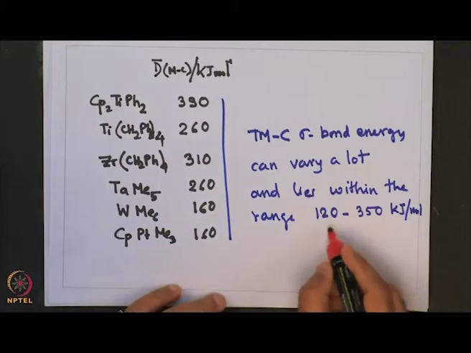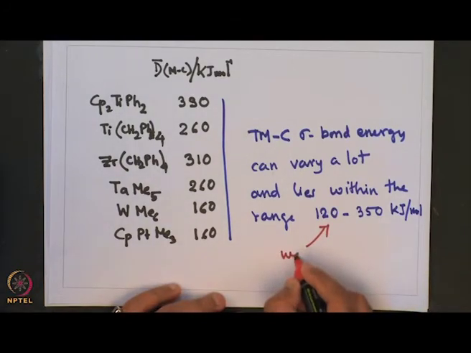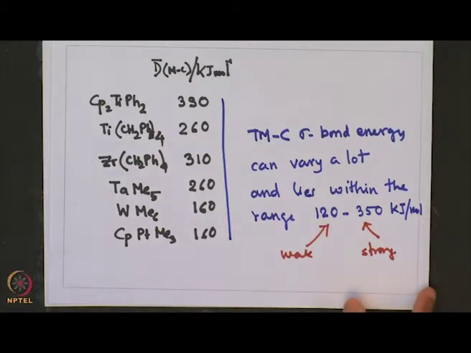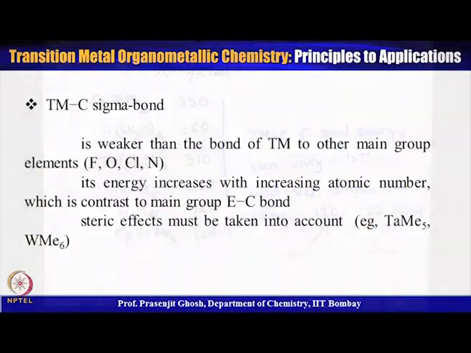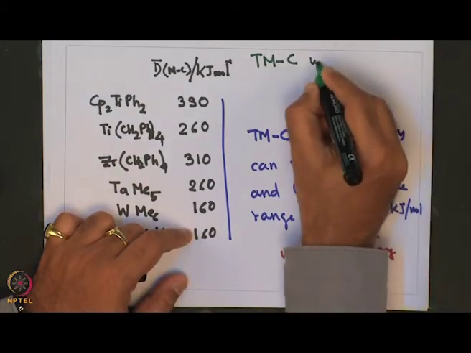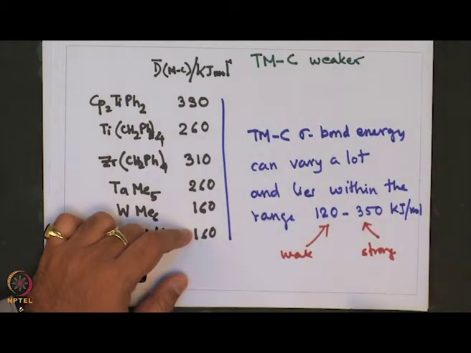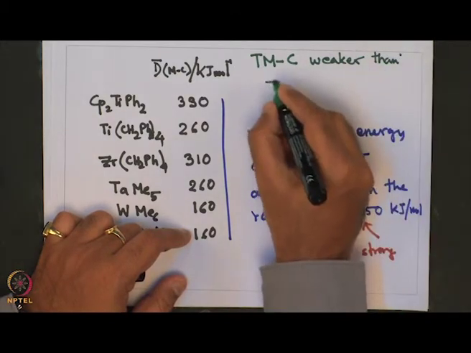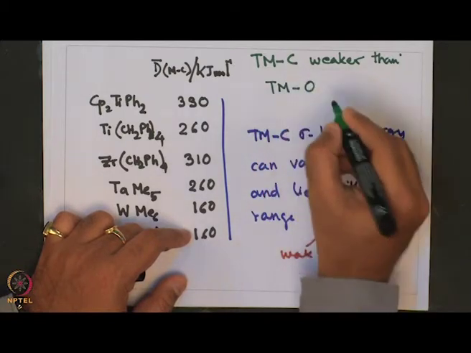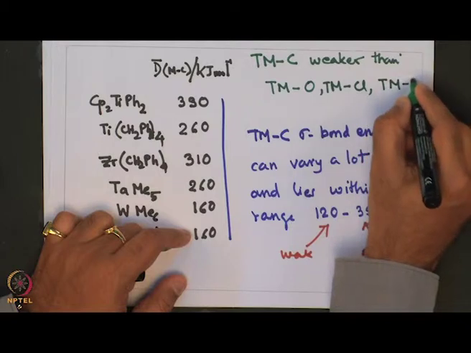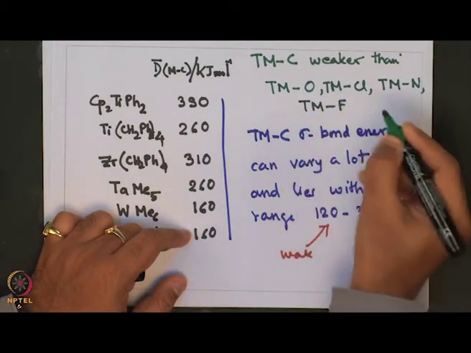So, the bond strength can be very weak to something which can be very strong. As a result, transition metal sigma alkyl complexes can show a varied reactivity. Another conclusion that can be drawn from this discussion is transition metal carbon bonds are weaker than transition metal heteroatom bonds. Transition metal heteroatom main group bonds like transition metal oxygen, transition metal chlorine, transition metal nitrogen, transition metal fluorine bonds.